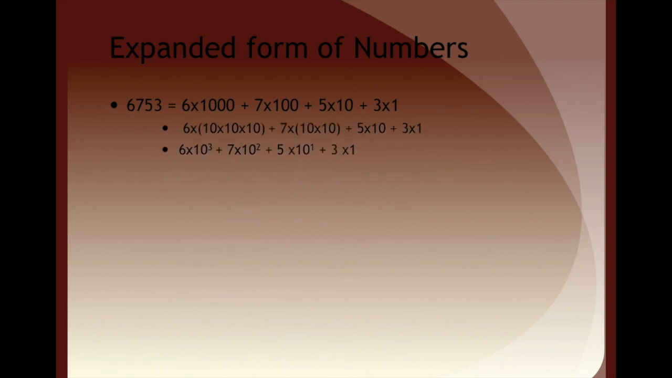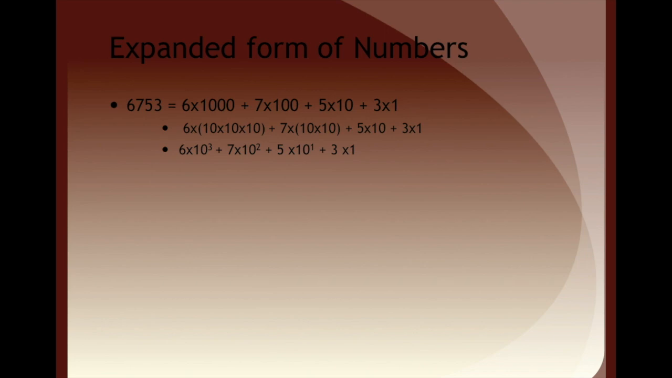I think everybody has learned about the expanded form of numbers in earlier classes. For example, 6753 we can write as 6 into 1000 plus 7 into 100, 5 into 10, and then 3 into 1. So utilizing the concept of ones, tens, hundreds and thousands.